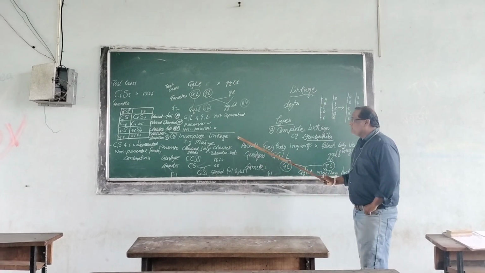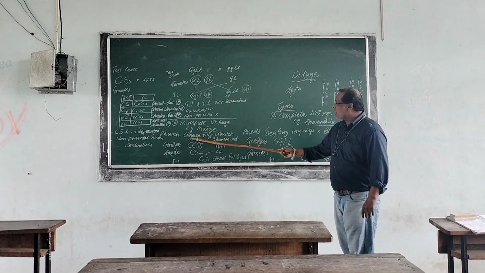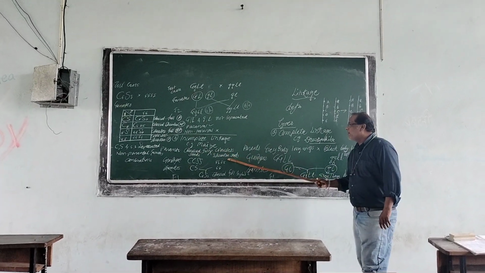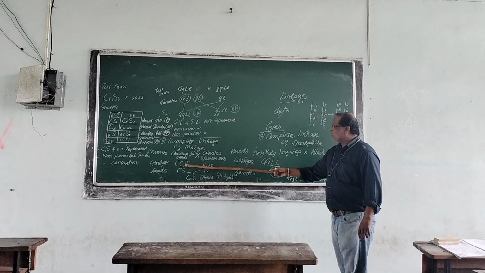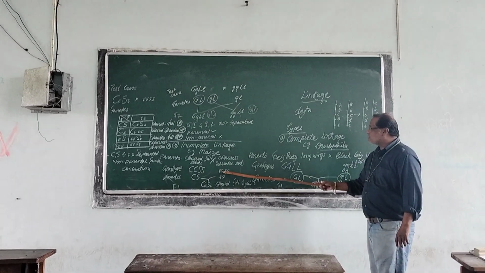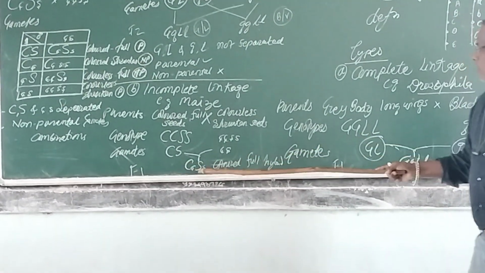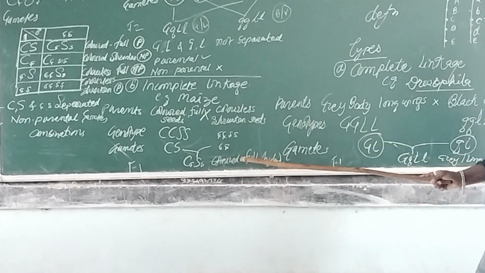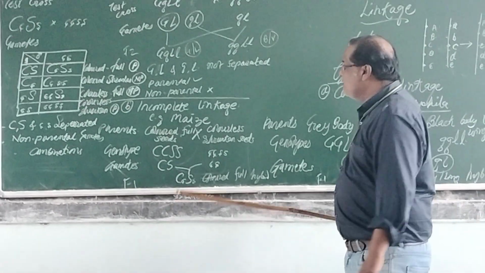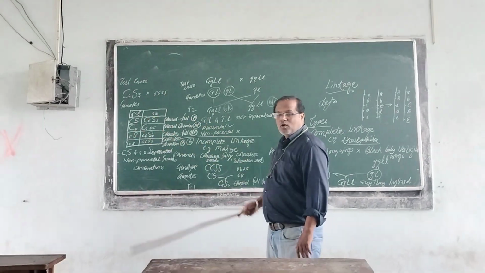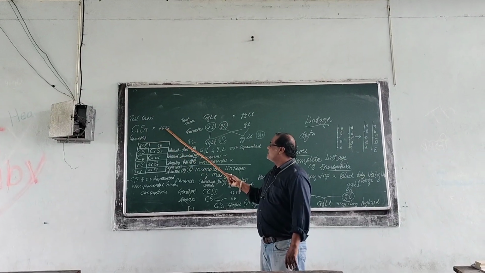Now what is incomplete linkage? Here you have to give the example of the maize plant. The parents are colored full seeds and colorless shrunken seeds. Genotypes: capital C capital S, small c small s. As usual, in F1 the colored full seeds are formed, hybrid seeds are formed. This is the test cross. This F1 hybrid is crossed with the recessive parent.